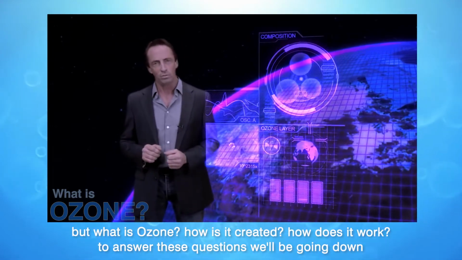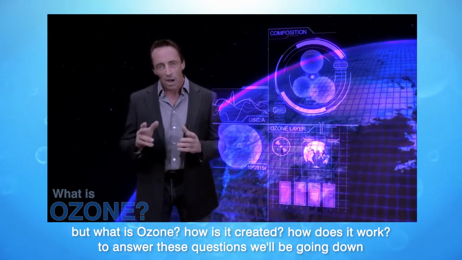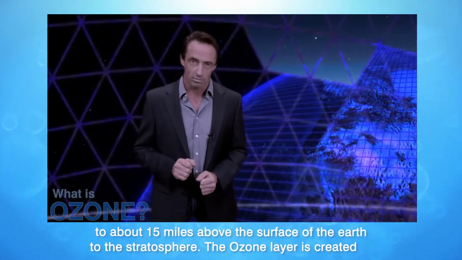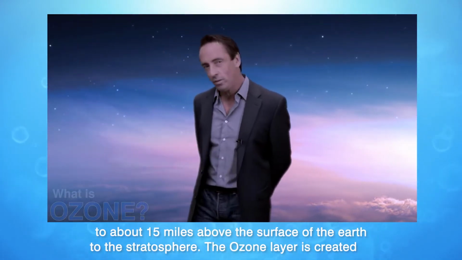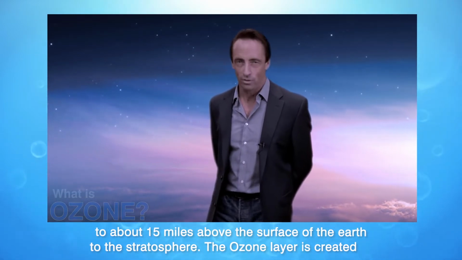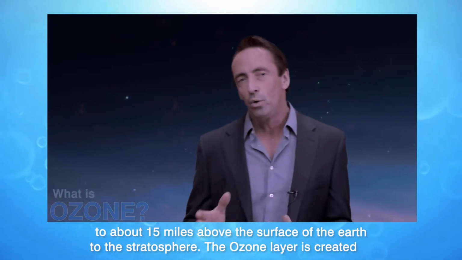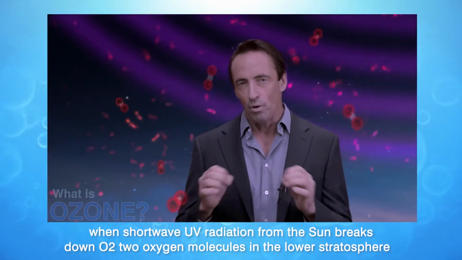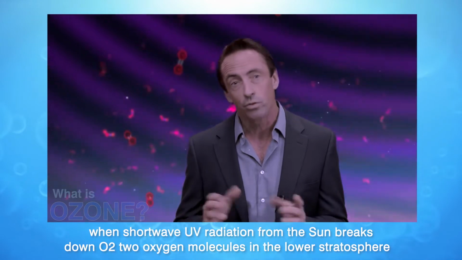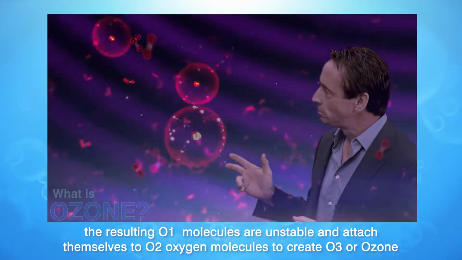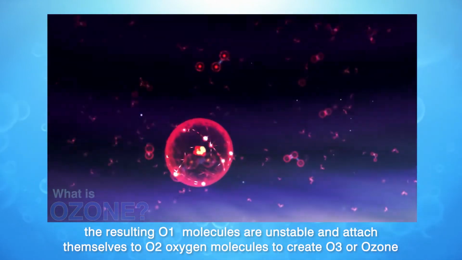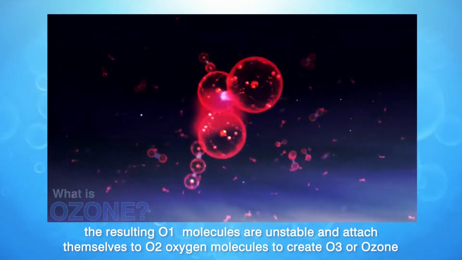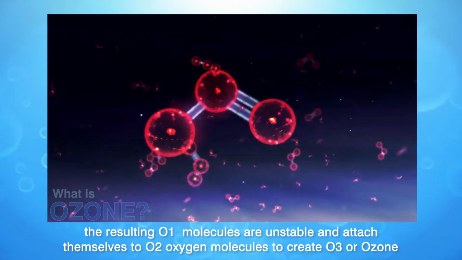But what is ozone? How is it created? How does it work? To answer these questions, we'll be going down to about 15 miles above the surface of the Earth to the stratosphere. The ozone layer is created when short-wave UV radiation from the sun breaks down O2 oxygen molecules in the lower stratosphere. The resulting O1 molecules are unstable and attach themselves to O2 oxygen molecules to create O3, or ozone.